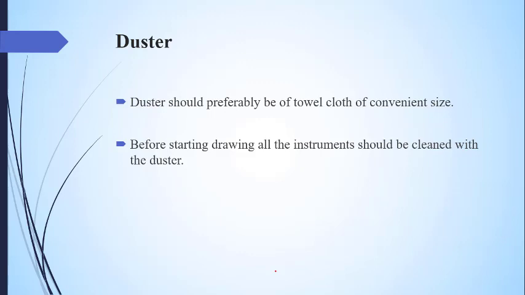Duster. As you know, during drawing sometimes we draw a line or any curve that is not required and we want to remove. After removing that line through the rubber, the dust remains on the sheet. So using the duster, the dust can be cleared. The duster should preferably be of tall cloth or convenient size. Before starting drawing, all the instruments should be cleaned with the duster.